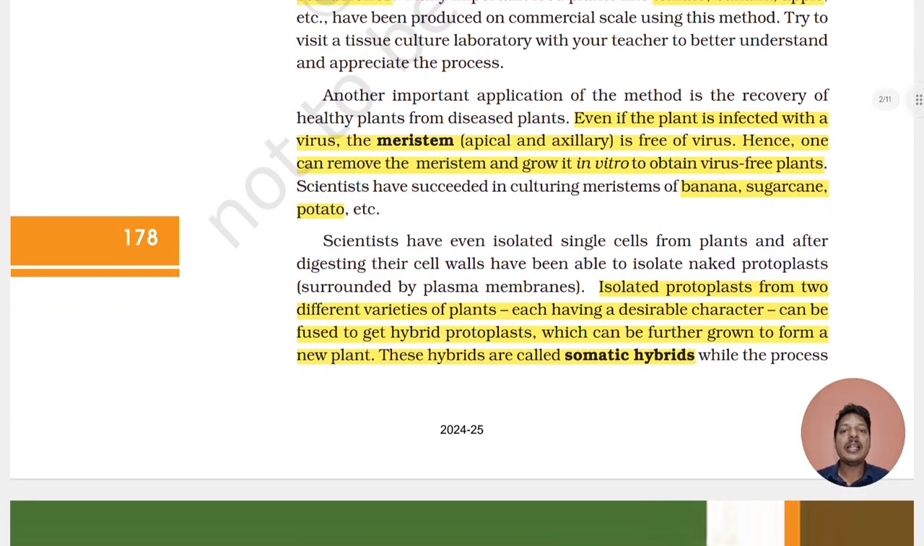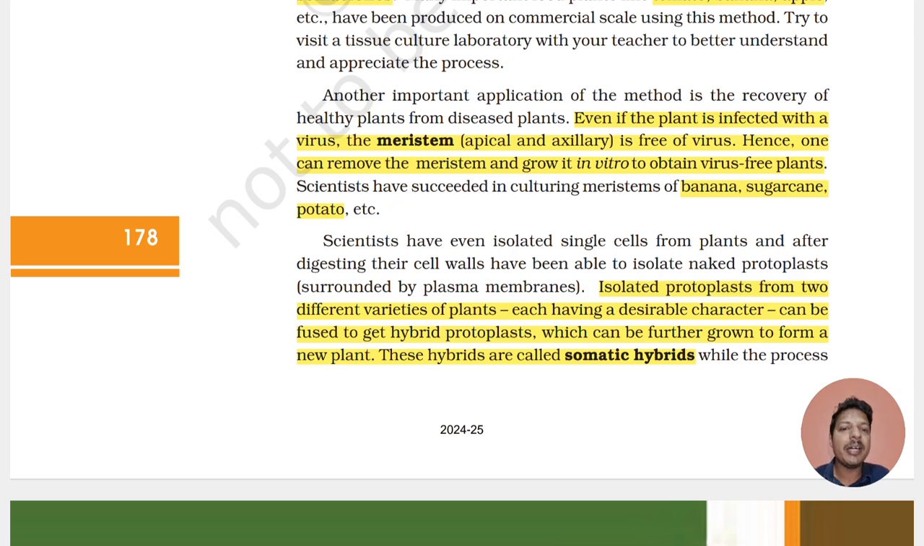Next, another important application of this method is to recover healthy plants from diseased plants. Even if the plant is infected with a virus, the meristem, mainly the apical and axillary, is free of viruses. Hence, one can remove the meristem and grow it in vitro to obtain a virus-free plant. Scientists have successfully cultured meristem of banana, sugarcane, and potato, etc.